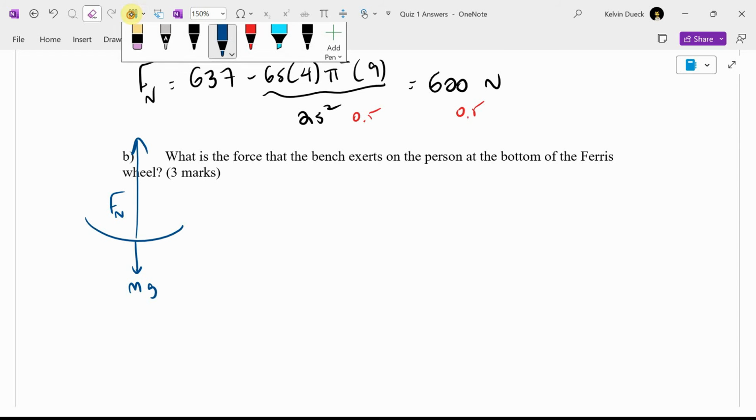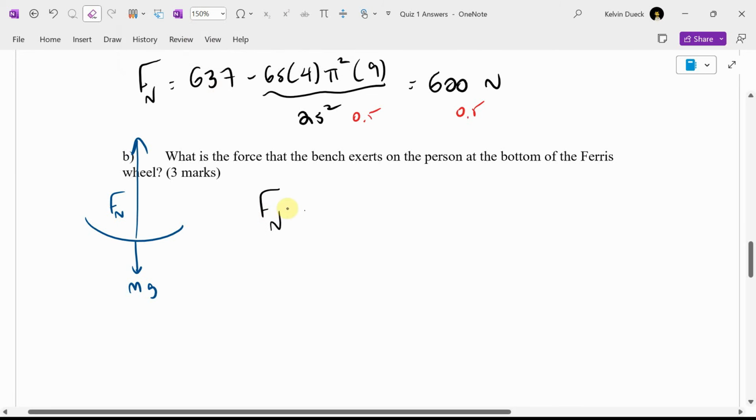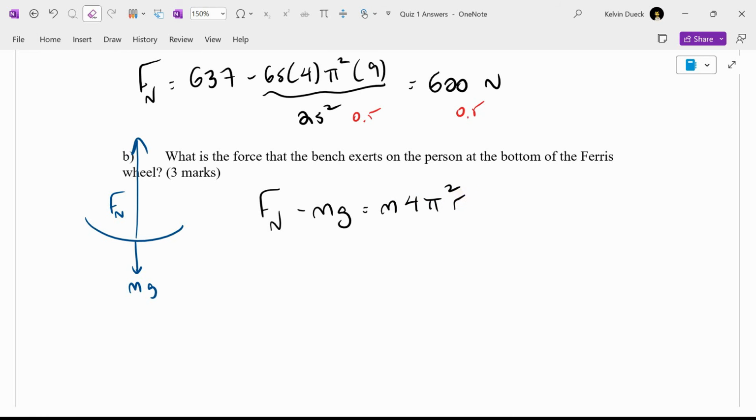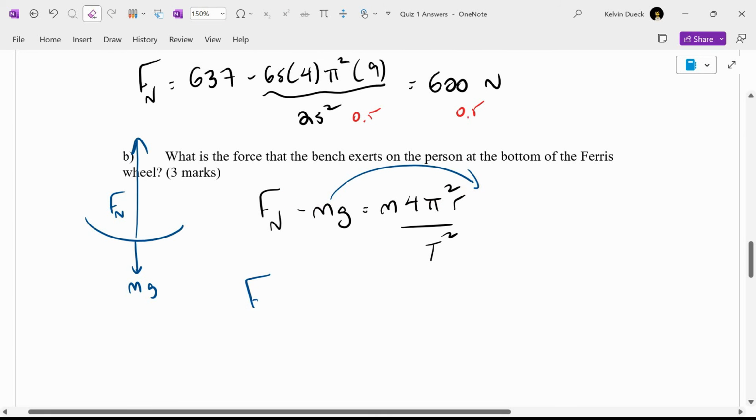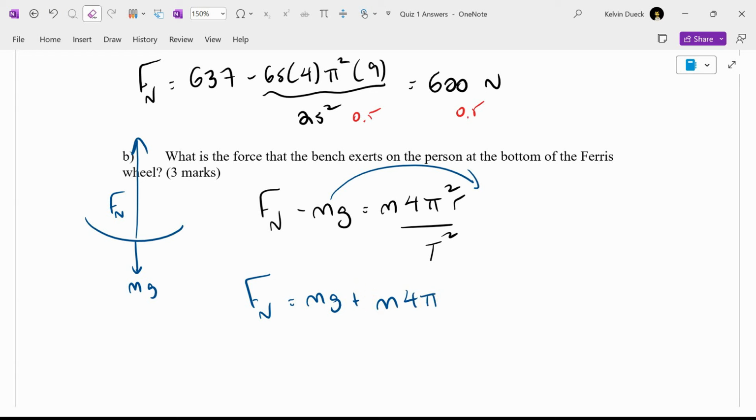So I said, okay, I can do this. It's going to be normal force minus mg equals m 4 pi squared r over T squared. I said to get the normal force by itself, I would just plus mg over. So I said it's going to be mg. You know what? Yeah, I smiled here and I went, wait a minute. Well, I wrote mg plus m 4 pi squared r over T squared.